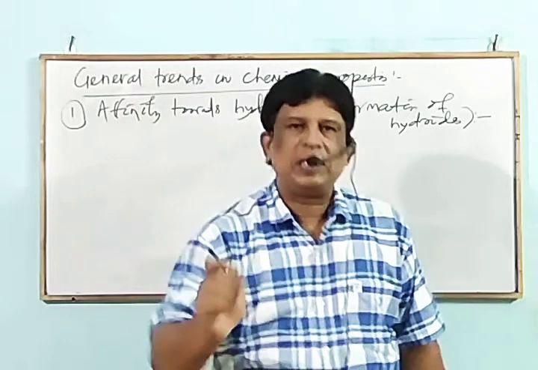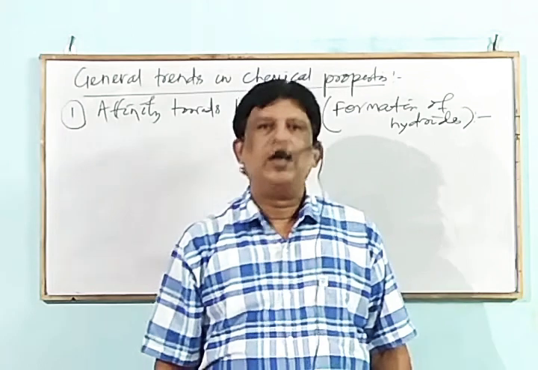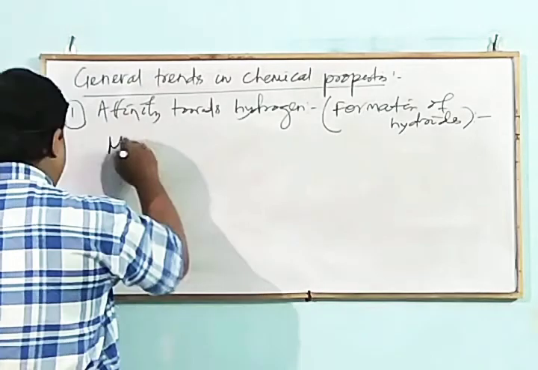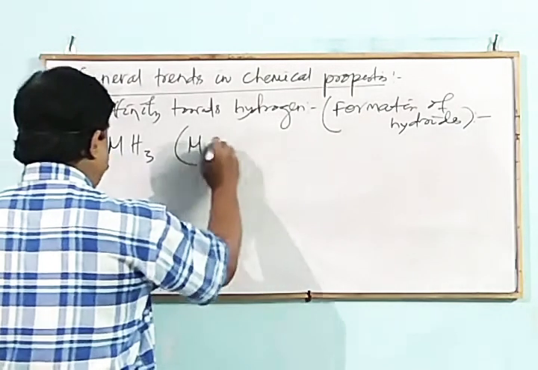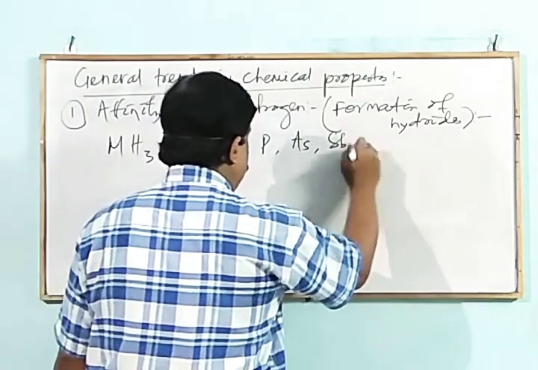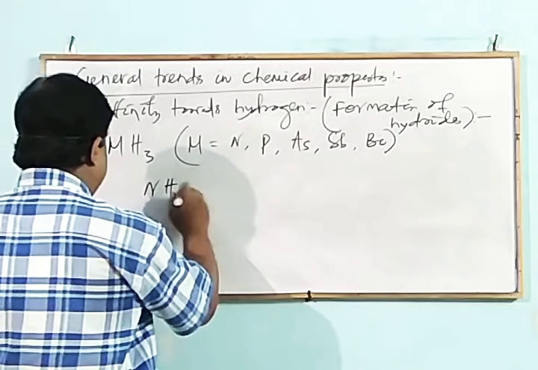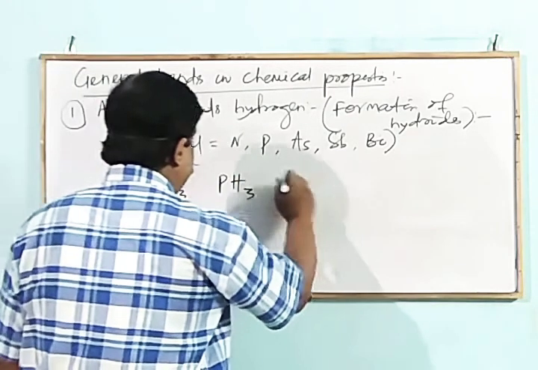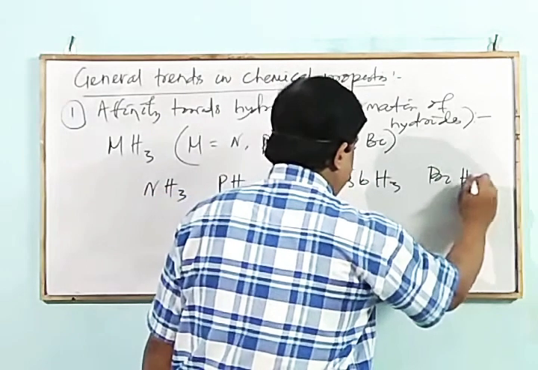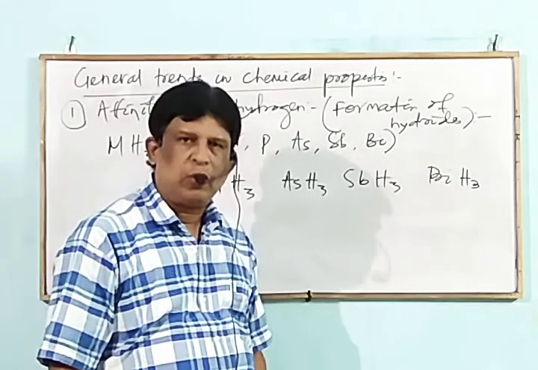All the members of this family form hydride of the type MH3. Mark that. Of the type MH3, where M is a member of the family: nitrogen, phosphorus, arsenic, antimony, bismuth. So they form NH3, PH3, AsH3, SbH3, BiH3. These are known as hydrides of the nitrogen family.